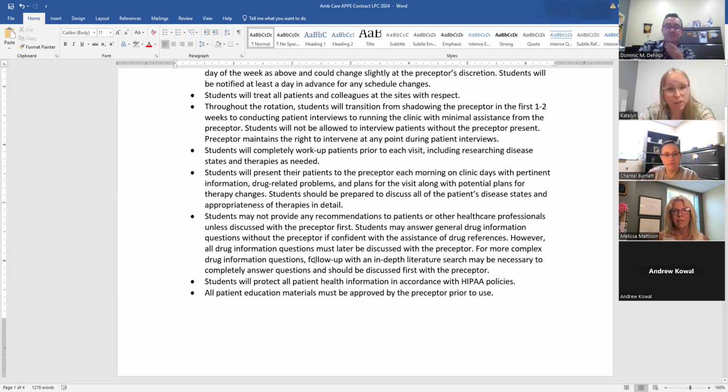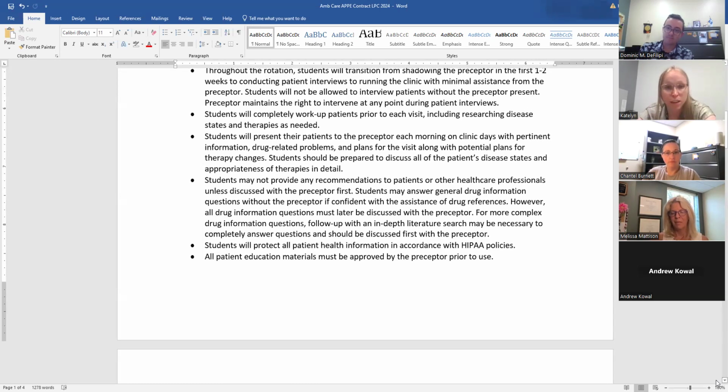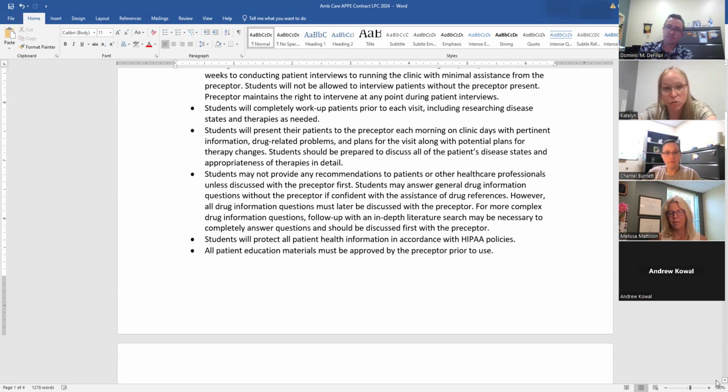In writing, I write that they cannot give recommendations to patients or other members of our healthcare team unless they've discussed that with me. The only exception is if it's a simple drug info question that they can easily confirm in a database. They can answer that question and then run it by me later, but more detailed things or patient-specific recommendations, they cannot answer without running it by me.